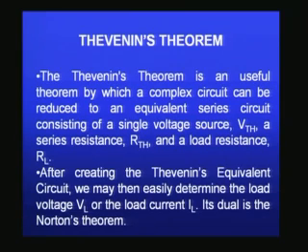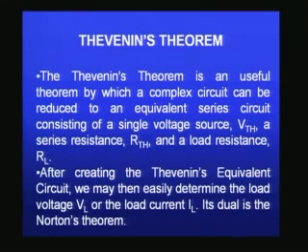At the end of the lecture, Thevenin's theorem is very useful, by which a complex circuit can be reduced to an equivalent series circuit consisting of a single voltage source, which is called V Thevenin, and a single series resistance, which is called R Thevenin, and a load resistance RL, which anyway is there in the circuit. So any complicated circuit having any number of sources and resistors can be simplified by just having only one Thevenin voltage source and one Thevenin resistance equivalently.